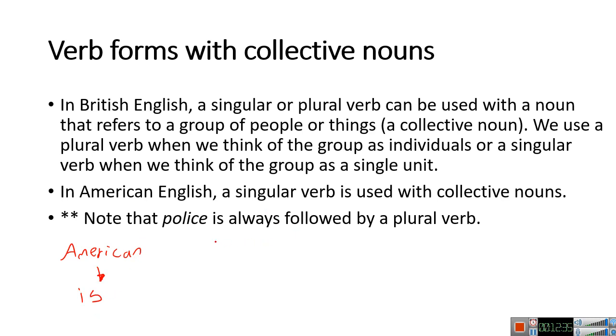And in British, we can say is or are. So why is that? Let's imagine we have a group. Let's say we have a couple of people here.